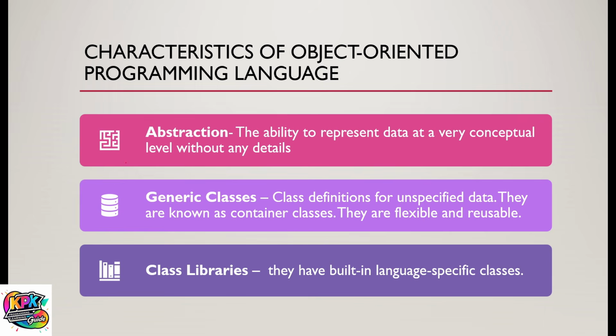So the next is generic classes. You'll be looking at classes in our next presentation. When we talk about generic classes, these are class definitions for unspecified data, and they are also known as container classes. They are flexible and reusable. We are going to look at this in detail. Okay, class libraries. Object-oriented programming has what we call class libraries. That is, they have built-in language-specific classes. We'll be looking at that in our next lecture, the concept of object-oriented programming: what a class is, what an object is, what a property or an attribute is, and what a method is.